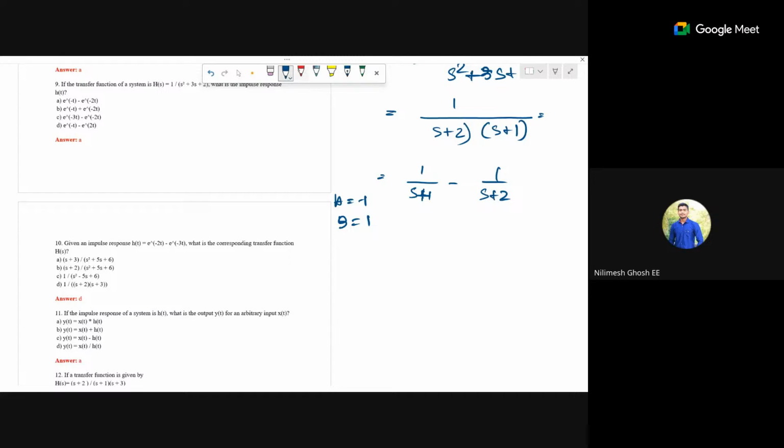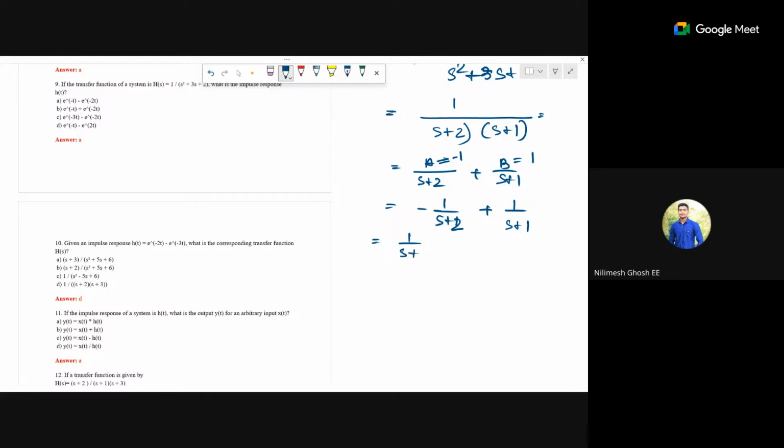What is the general form here? That's why I generally don't do step jumps. This was A by (s+2) plus B by (s+1), right? So our A is -1, B is 1. So it will be -1 by (s+2) plus 1 by (s+1), which is 1 by (s+1) minus 1 by (s+2). Got it?